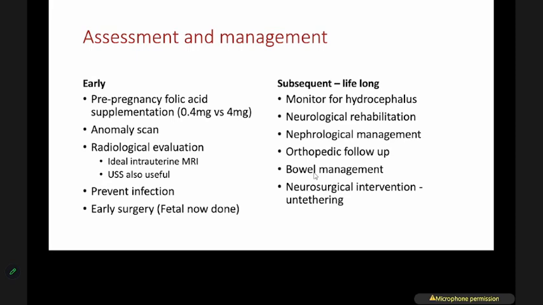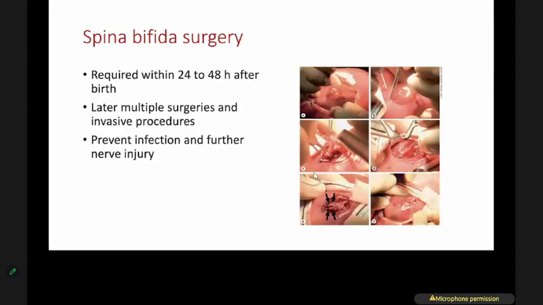You manage the neurology, nephrology, bladder and bowel. Then orthopedic, and whenever required, we perform serial neurosurgical procedures. So initially it will be just a covering to prevent infection, and subsequently we may venture to do other neurosurgical interventions as well. Okay, so a few words about surgery.